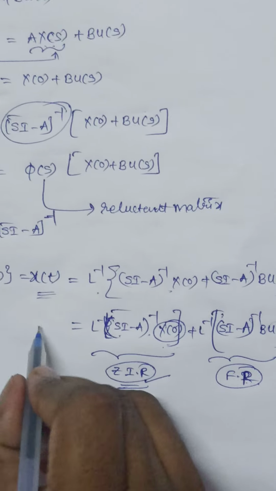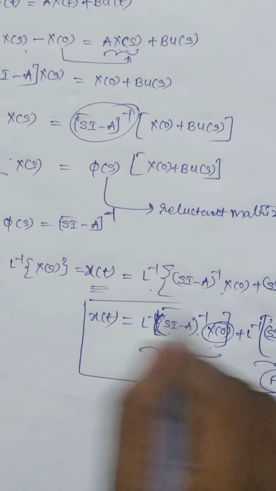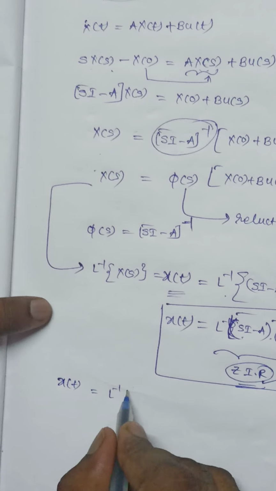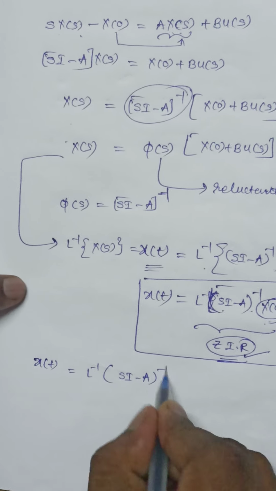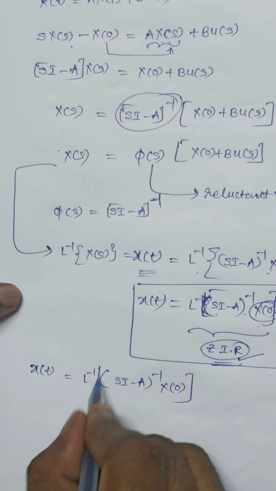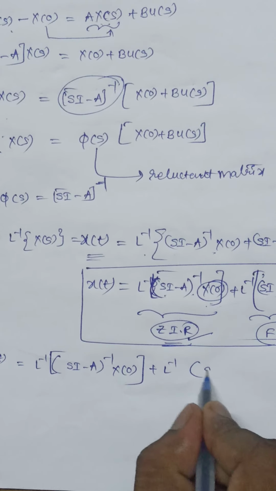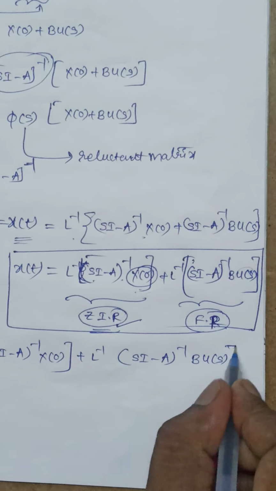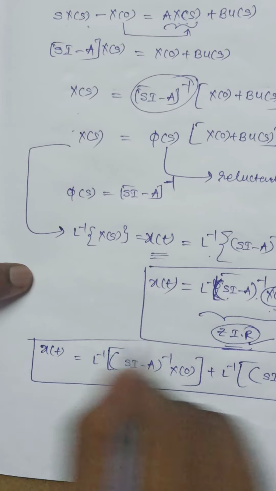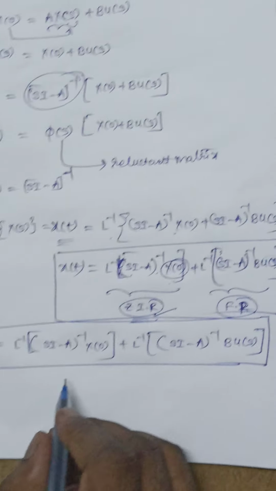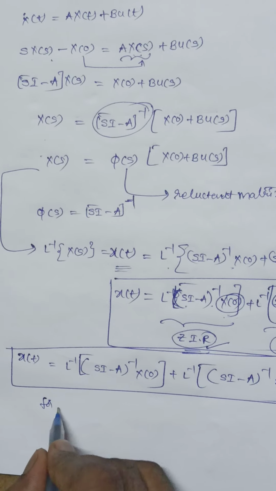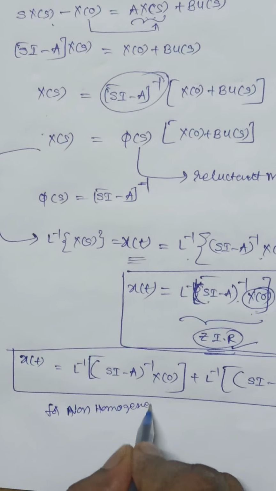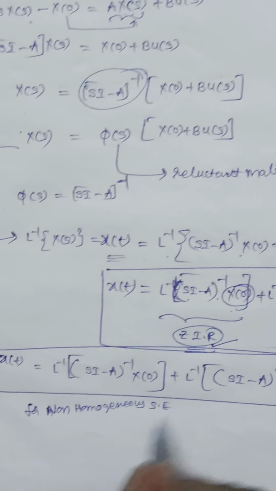And also this is the solution for the non-homogeneous equation. That is finally, x of t is equal to L inverse of (sI minus A) whole to the power of minus 1 into x of 0 plus L inverse of (sI minus A) whole to the power of minus 1 into B U of s. So this is the final response of the state equation, the non-homogeneous state equation.